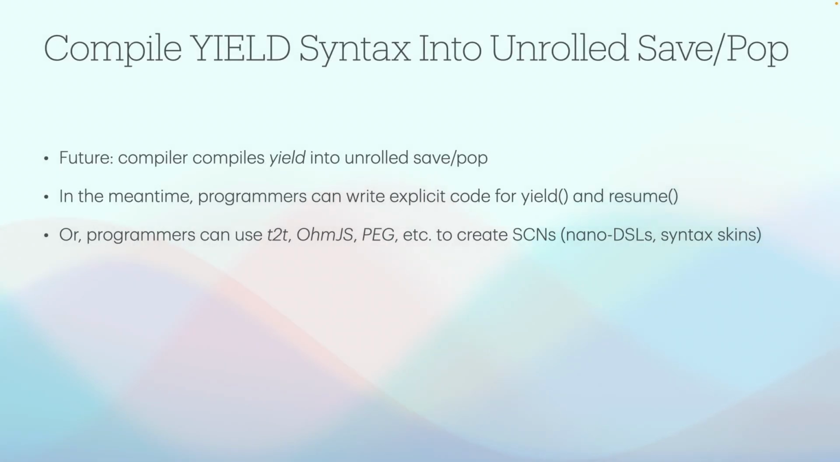In the future, can we compile yield syntax into unrolled save pop? In the meantime, before we get to this, programmers can write explicit code for yield and resume, or programmers can use T2T, text-to-text transpilation, OhmJS, PEG, whatever, to create nano DSLs and syntax skins. I call this SCNs, solution-centric notations.